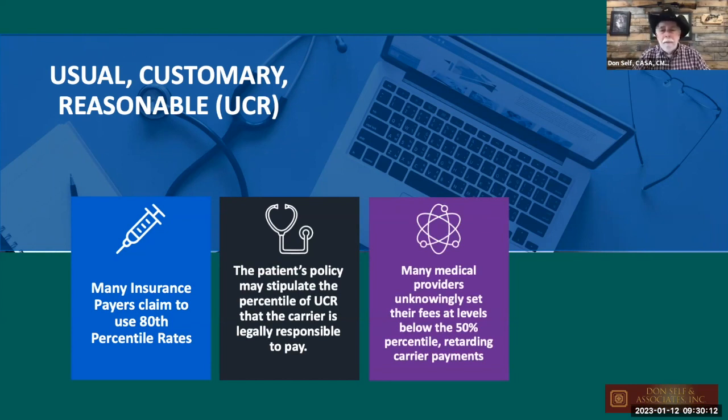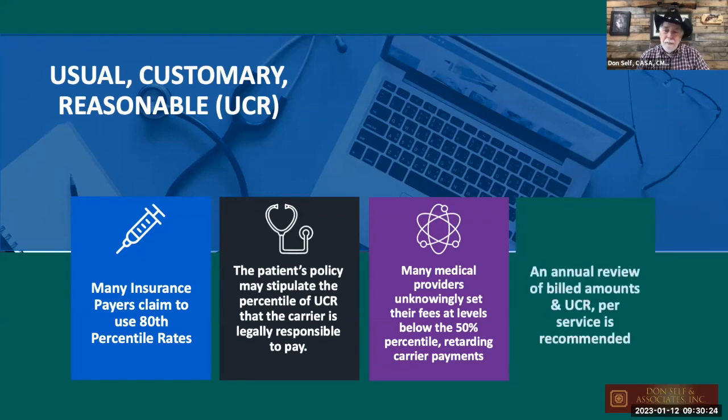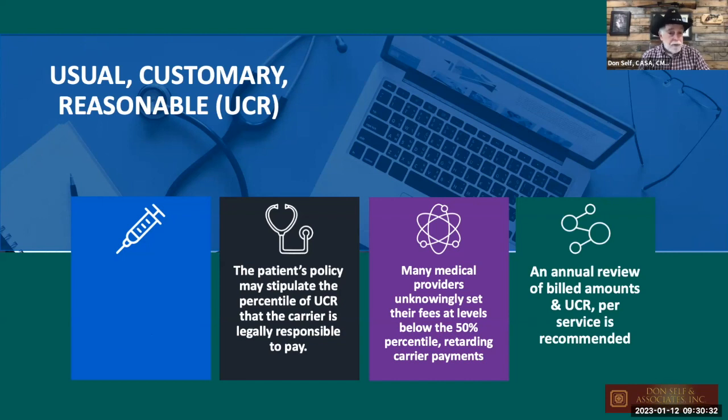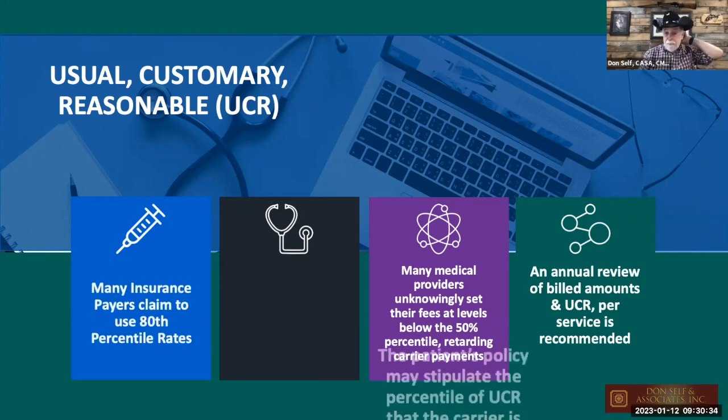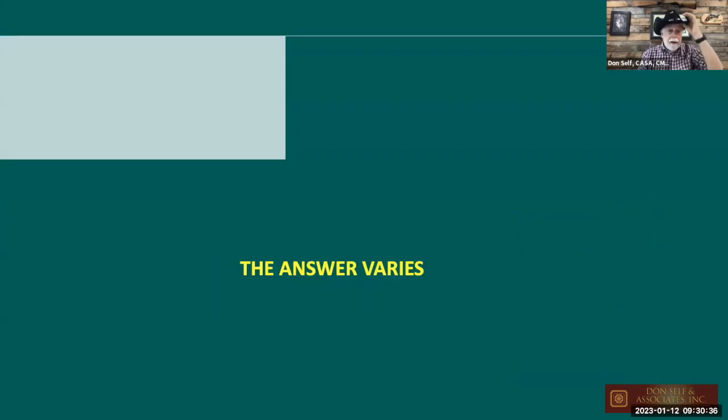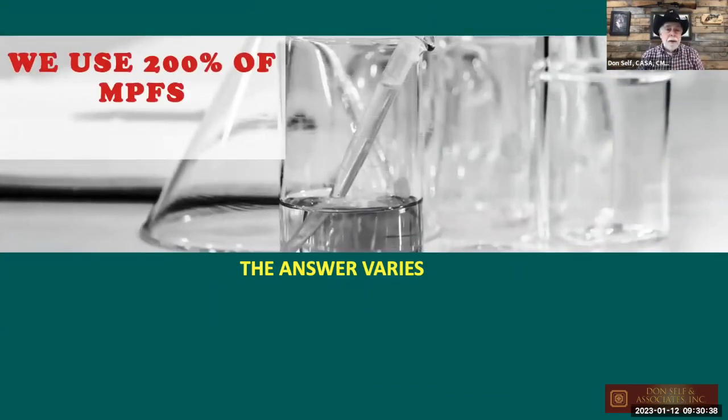Unfortunately, many medical providers unknowingly set their fees at levels below the 50th percentile. Sometimes we've seen it as low as 20% of the percentile rate. And that's kind of bad. An annual review of your billed amounts and your usual customary reasonable per service is definitely recommended. At Don Self & Associates, that's what we highly recommend. So with that in mind, what kind of answers do we have right here?